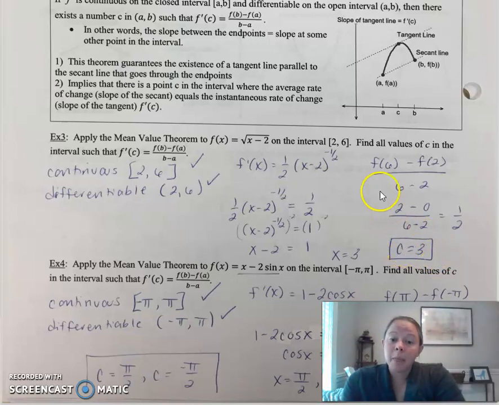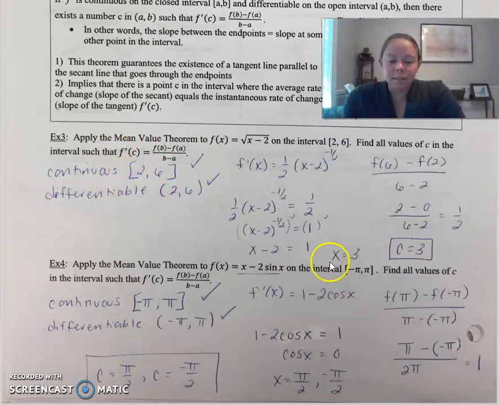And remember, if you've met the requirements, you are guaranteed an answer. So if you don't get one, you've done something wrong, or maybe your requirements are wrong. I'm going to move myself up here so we can look at this last example. Apply the mean value theorem to f of x equals this lovely function on the interval -pi to pi. Find all values of c in the interval such that the derivative equals the slope of the endpoints.